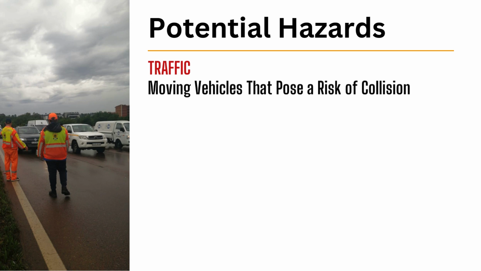To mitigate this risk, always establish a secure perimeter around the scene, using roadblocks, cones, and signage to alert drivers of the situation ahead. If possible, position vehicles in a way that creates a buffer zone between traffic and the accident site. Ensure that high-visibility vests are worn by everyone on scene to make sure you're visible to oncoming traffic.